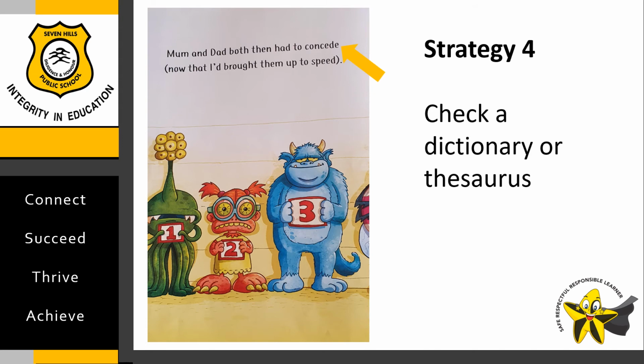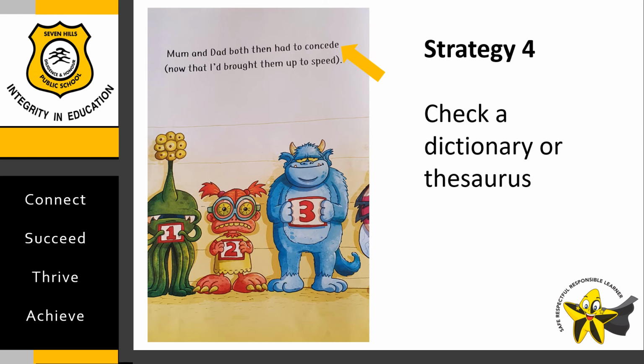So on this particular page, we're back to Disgusting McGrow's-face. It said, Mum and Dad both then had to concede now that I'd brought them up to speed. What does concede mean? Now, for a little person, that's going to be quite a tricky word. Some of the older people might know what that means. Mum and Dad both then had to concede.